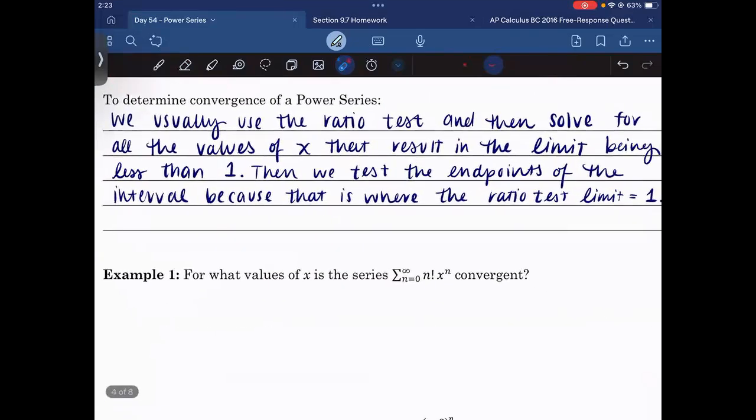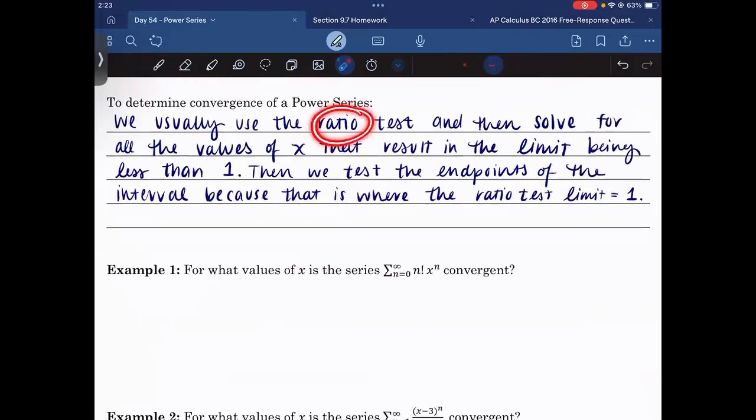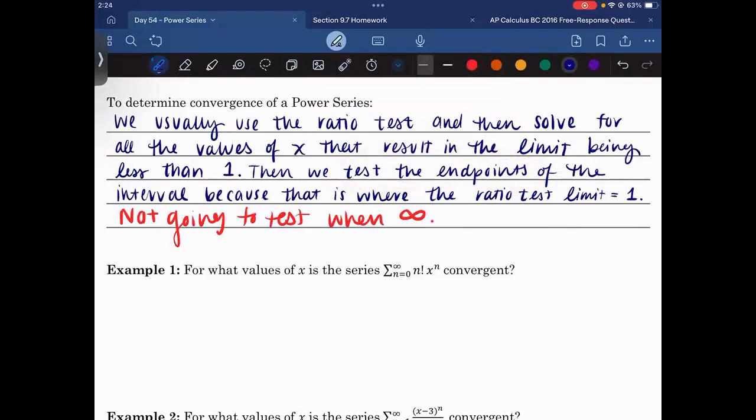To determine convergence, we're going to use the ratio test. We're going to get very familiar with the ratio test, and then solve for all the values of x that result in the limit being less than 1. Then we're going to have to test the endpoints. This is very important for us to remember. We're not going to have to test them when it's infinity, because obviously if it's infinity, then we can't really test the endpoints.